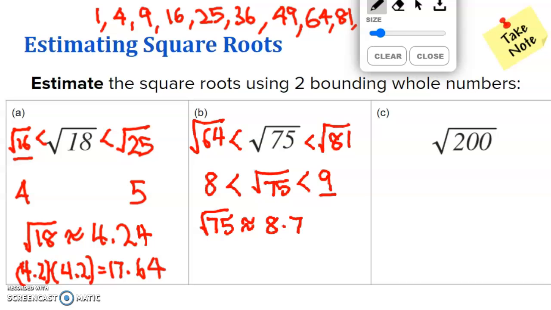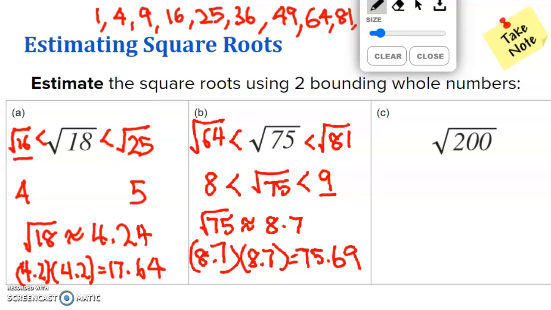Okay, 8.7. Let's try that using the calculator. 8.7 times 8.7 works out to be 75.69. And if I actually use the calculator to figure out square root of 75, that is 8.66, a more accurate number. Okay, so I was just a little bit over, but 8.7 is certainly close.